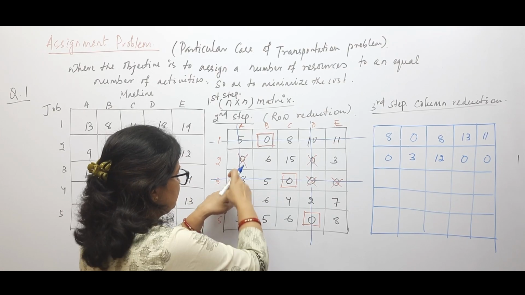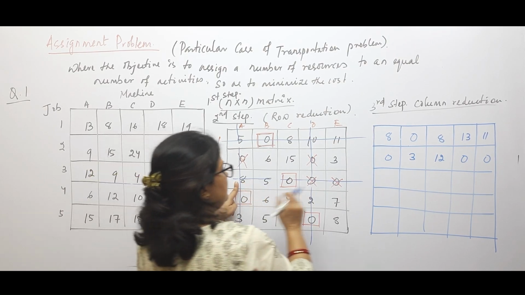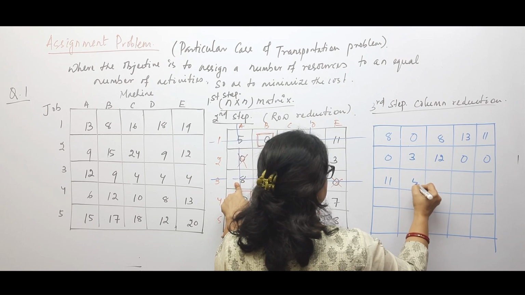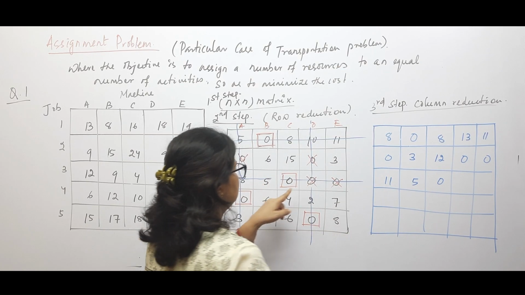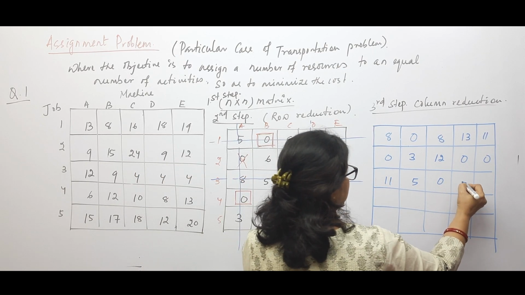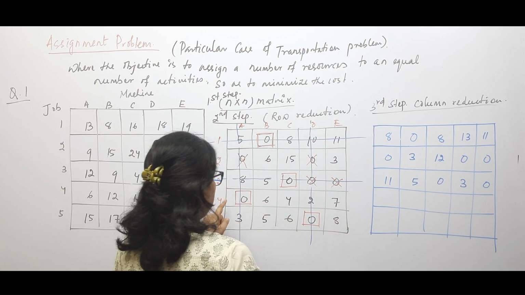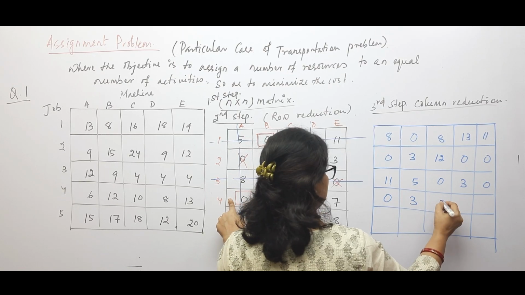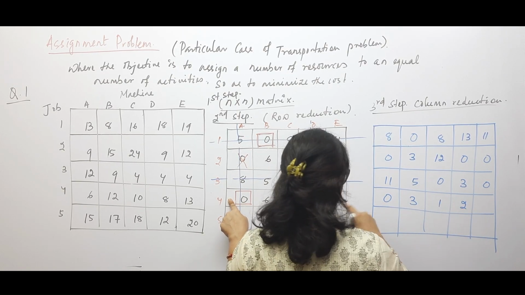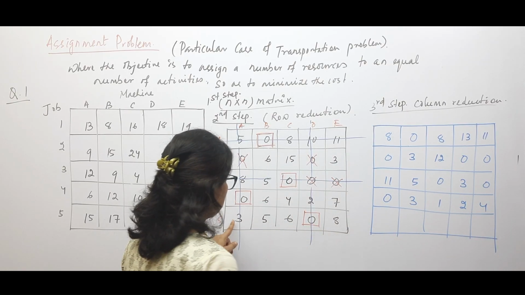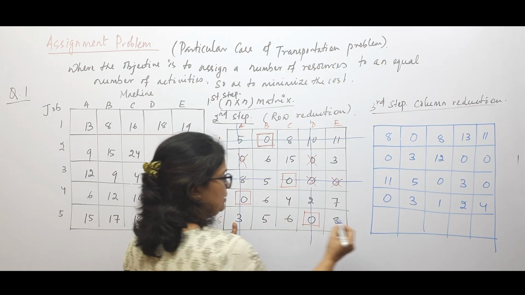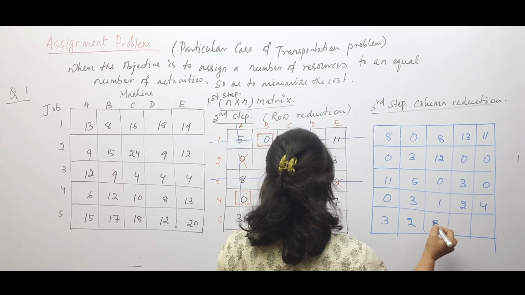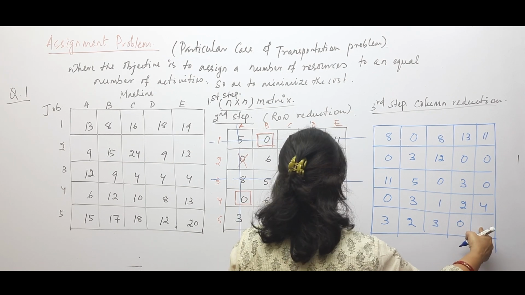Here there is an intersection line. So 8 plus 3 is 11. Then 5. Then 0. Here there is an intersection, so we have to add it. 3. 0. Here 0. Here 3. Then 1, 2, 4. Like this 3. There will be no change here. 3. Then 5 minus 3 is 2. 6 minus 3 is 3. 0. 8 minus 3 is 5.